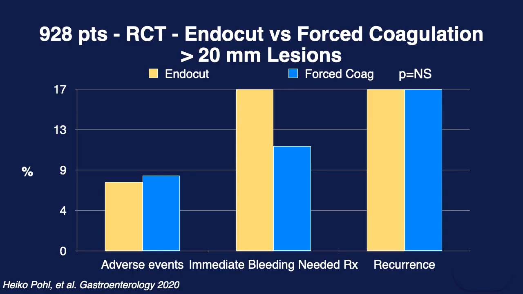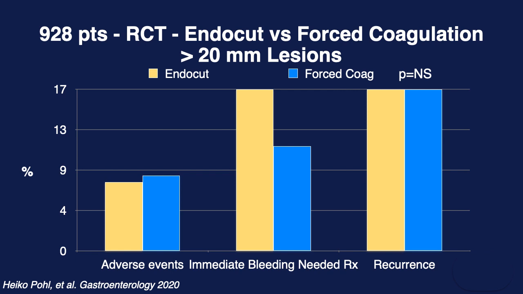What they've shown is, in this large randomized study, there was no difference between major adverse events that required hospitalization between the blended cut or endocut Q with those parameters or forced coagulation. The immediate bleeding was a little bit higher in the endocut mode, but did not reach statistical significance. Again, both groups had a similar recurrence rate in polyps larger than 20 millimeters that they put in their study.